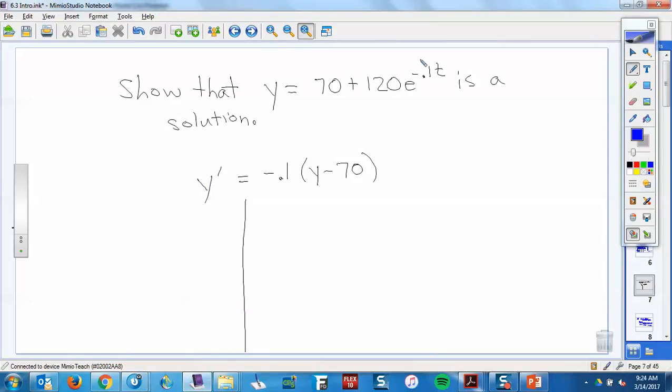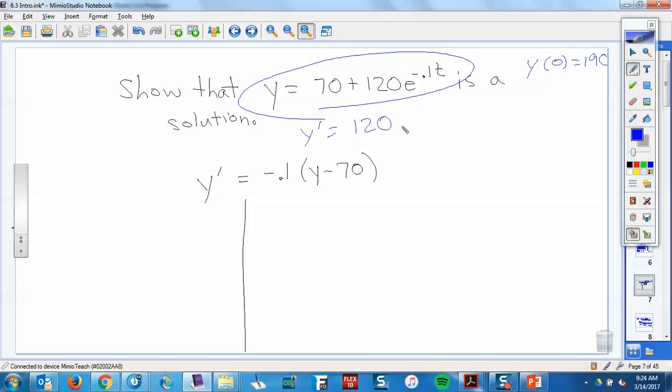And then the last thing: show that this is a solution to this. Remember how we did that? And remember it said y of 0 is 190. So we would do y prime of this. So the derivative of 70 would disappear. The 120 would just stay put.